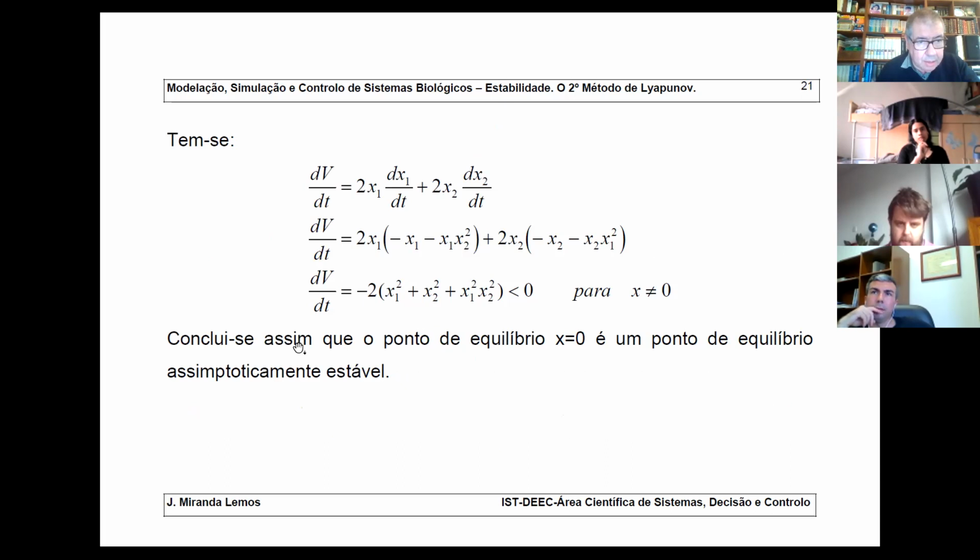And what do I get? I get minus 2 times x1 squared plus x2 squared plus x1 squared x2 squared. And for x different from the origin, this is a sum of squares, and it will always be positive. So with a minus sign, it will always be negative. So you can say that this is always negative for x different from 0. And the conclusion is that x equal to 0 is an asymptotically stable equilibrium point.